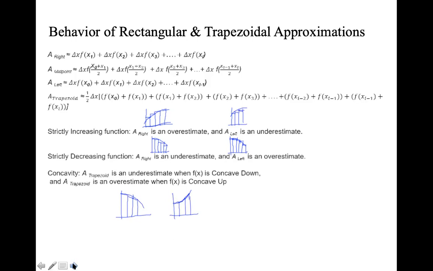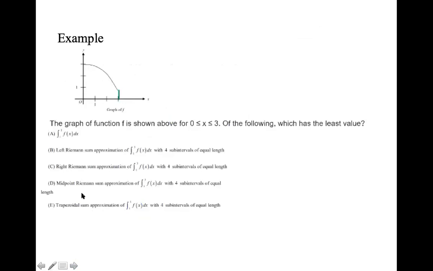All right, so that's going to take us to our next problem. This is straight from an AP exam. It says the graph of the function f is shown above from 0 to 3. Of the following, which has the least value? We haven't really talked about this first one, but this is exactly the area under the curve, right? If we had a way to calculate this exactly, that'd be it. So that's not going to have the least value. That's going to be pretty super close.